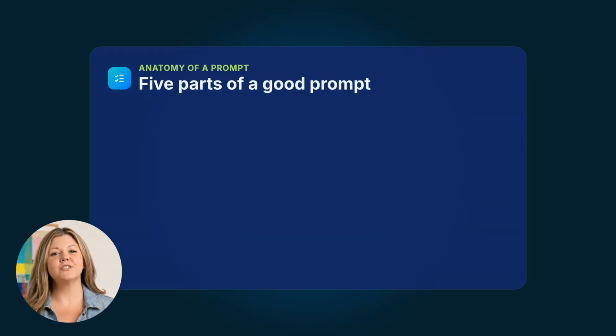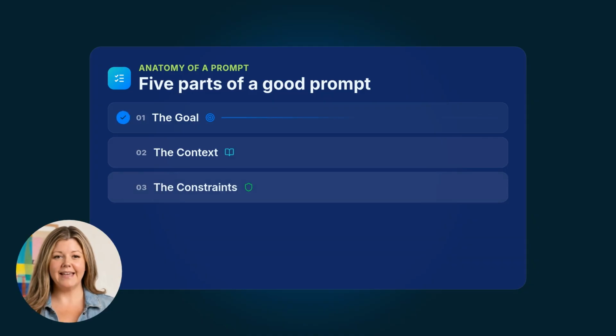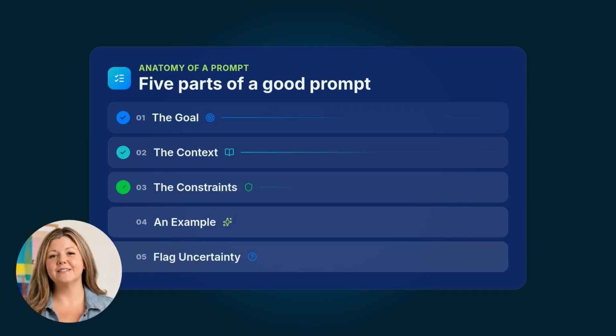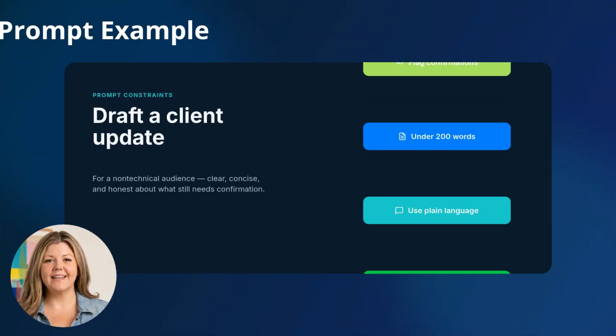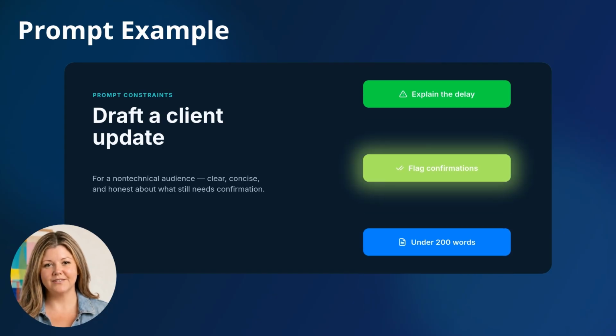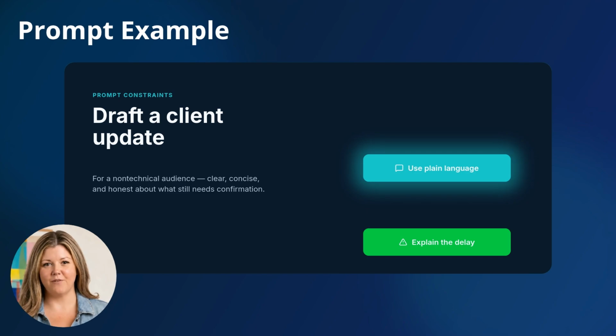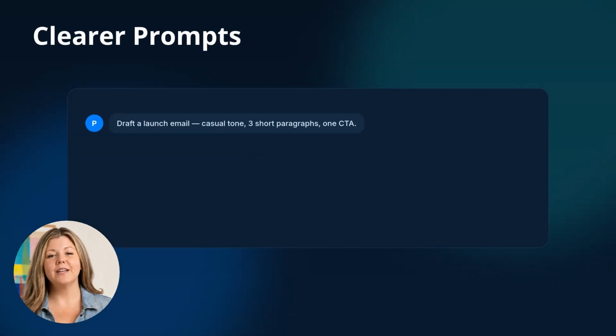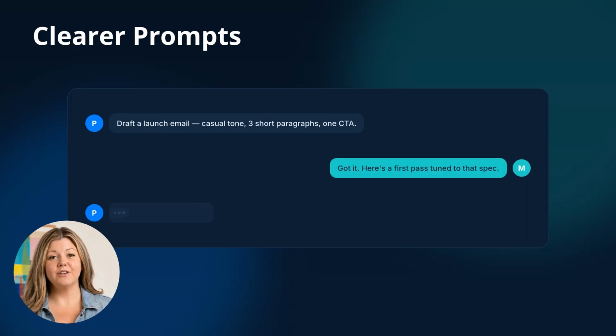A good prompt usually includes 5 parts: the goal, the context, the constraints, an example if you have one, and a request to flag uncertainty instead of guessing. For example, you might say, draft a client update for a non-technical audience. Keep it under 200 words, use plain language, explain the delay clearly, and flag anything that needs confirmation. That kind of prompt gives the model a clearer target, which usually means less cleanup and a more useful first draft.